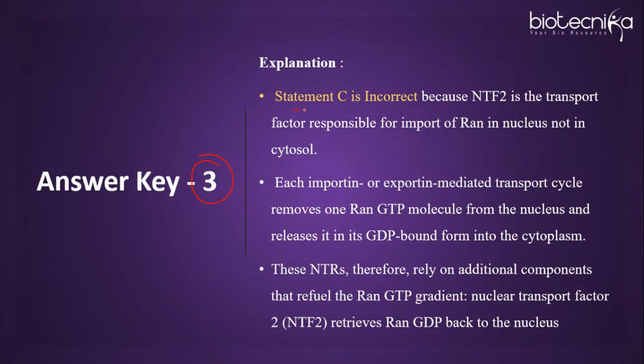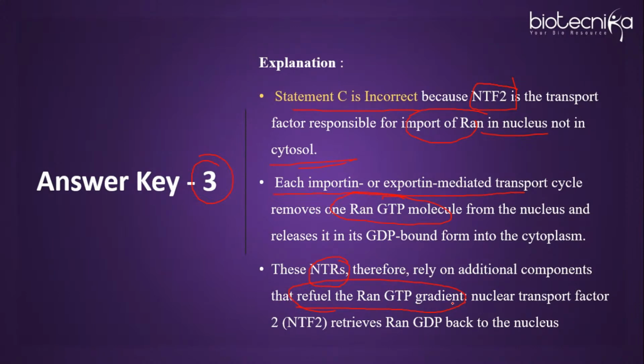See, statement C is incorrect. Why? Because NTF2 is responsible for the transport or import of RAN into the nucleus, not into the cytosol. Remember this one. Okay. And each importin or exportin mediated transport cycle definitely will remove one RAN GTP molecule, right? With the help of one RAN GTP only, the proteins are being exported and imported. So it is these NTRs, NTRs meaning nuclear transport receptors, that are responsible for refueling the RAN GTP gradient.